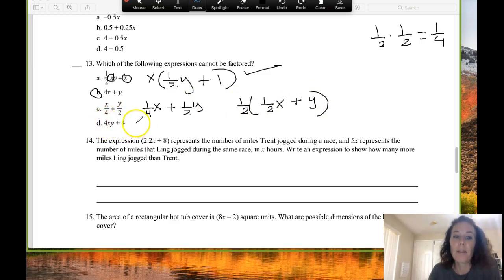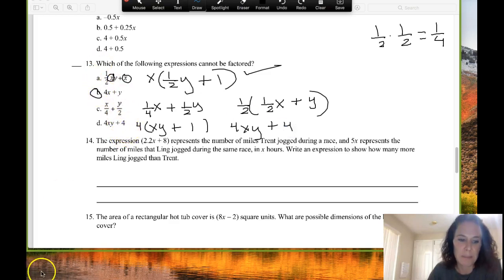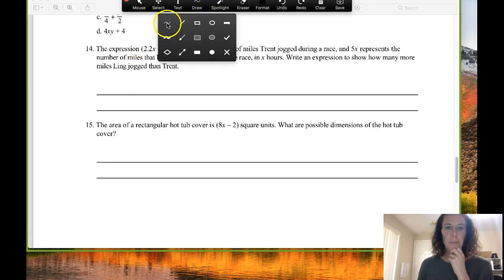And this one, what do these two have in common? A 4. I could factor out a 4. It's like dividing it out. Divide out a 4 and you're left with x, y. Divide a 4 out of here. Well, 4 divided by 4 is just 1. See if it goes back to this. 4 times xy would be 4xy. 4 times 1 would just be 4. And it does. So these all factor. So it's just B. Okay.